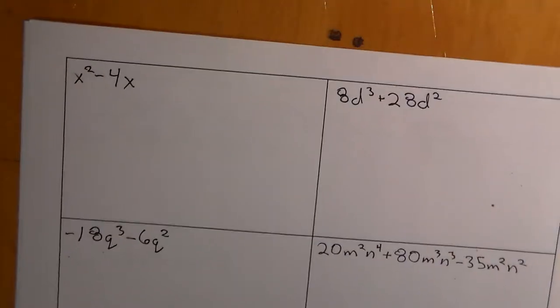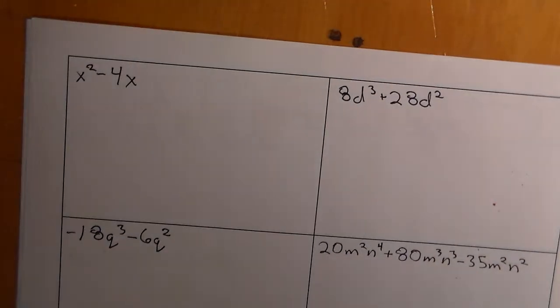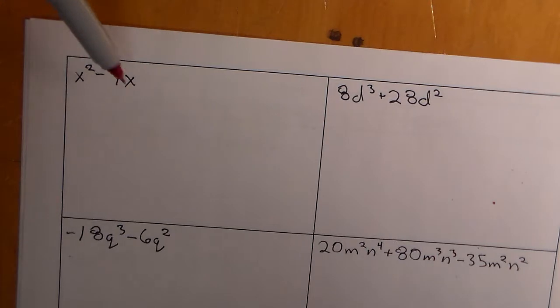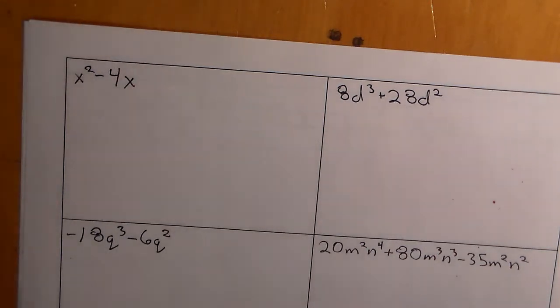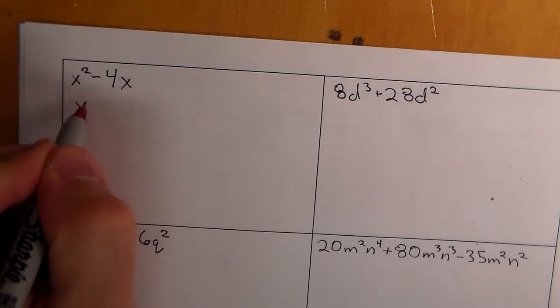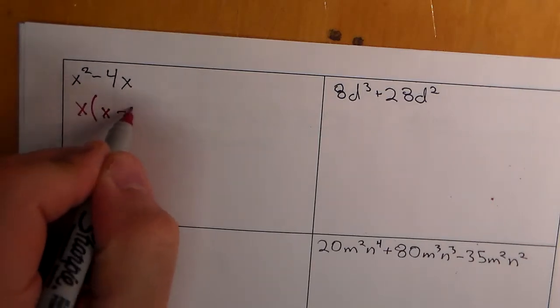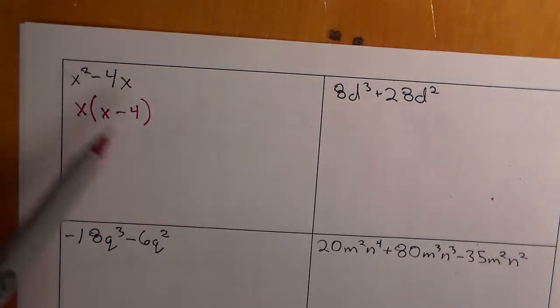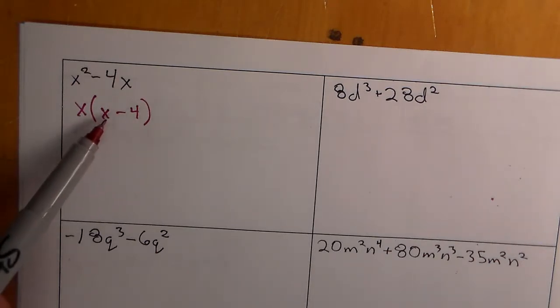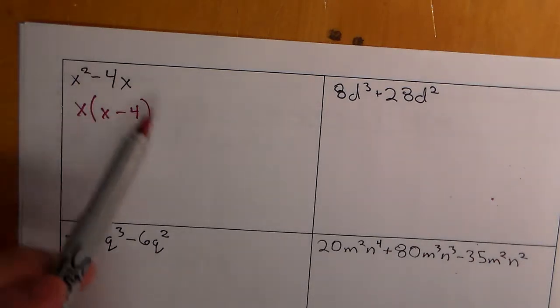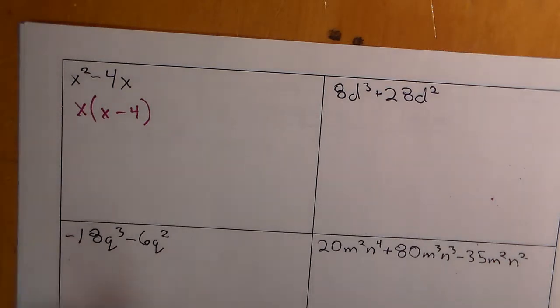Now we keep going. I have x squared minus 4x. Now, although this is a perfect square and 4 is a perfect square, the x messes things up. So this is not a difference of squares problem. I'm going to take an x out, and I'm left with x minus 4. Now, even though this is a perfect square, this is not. So I'm not going to simplify that. That is the factored form of that.